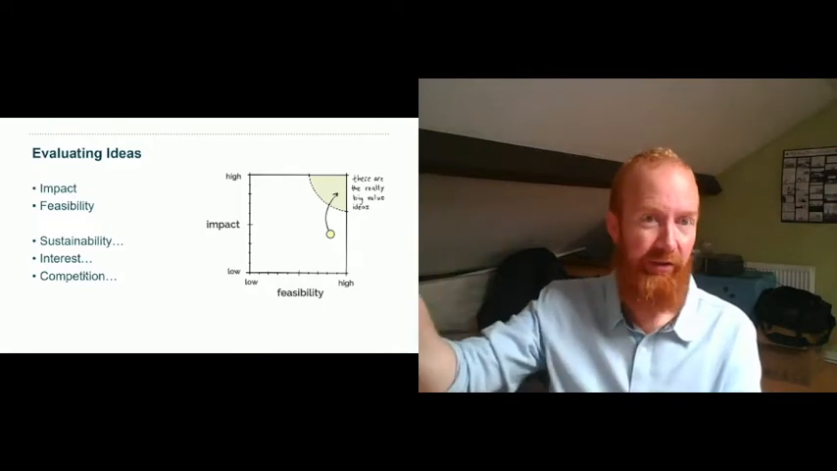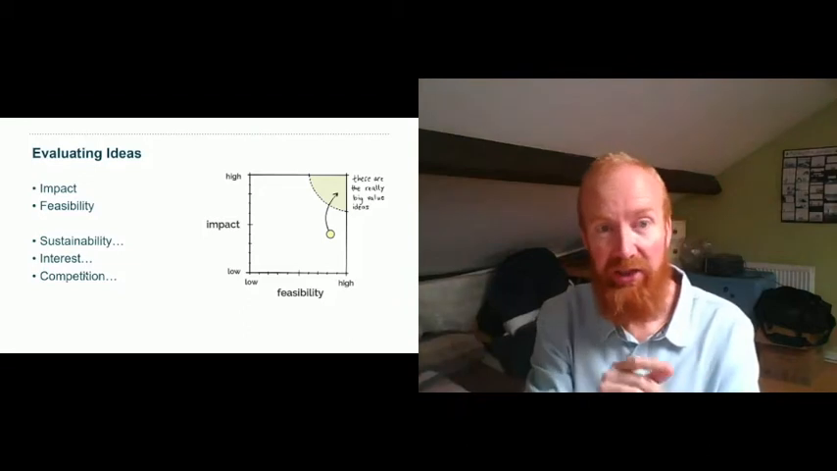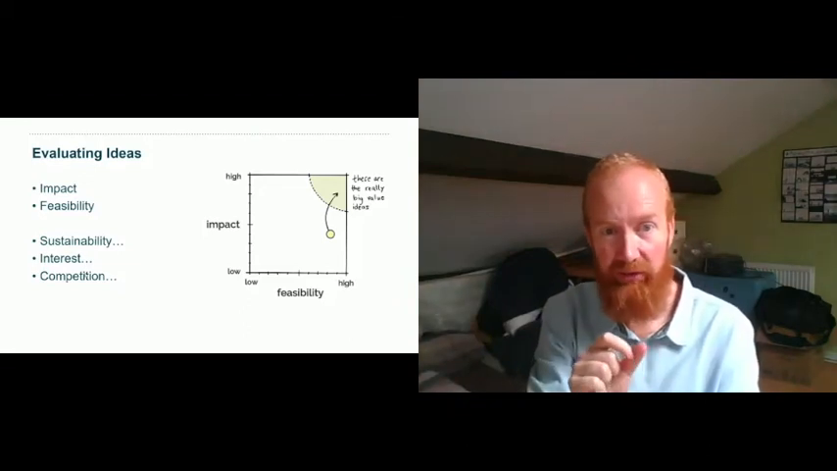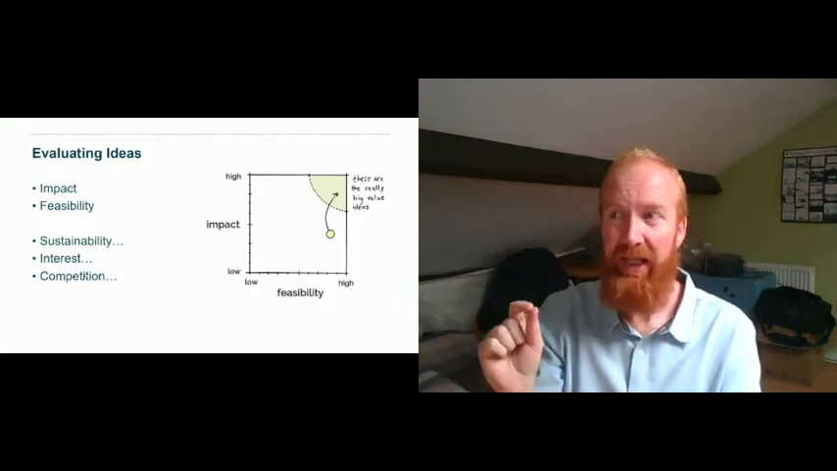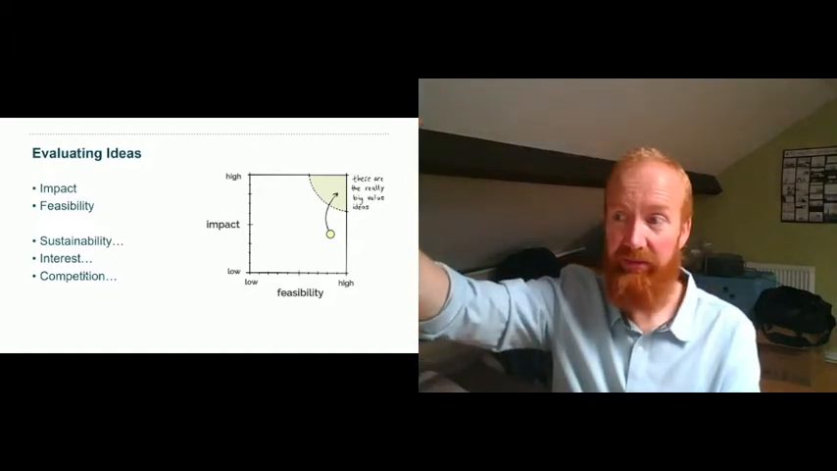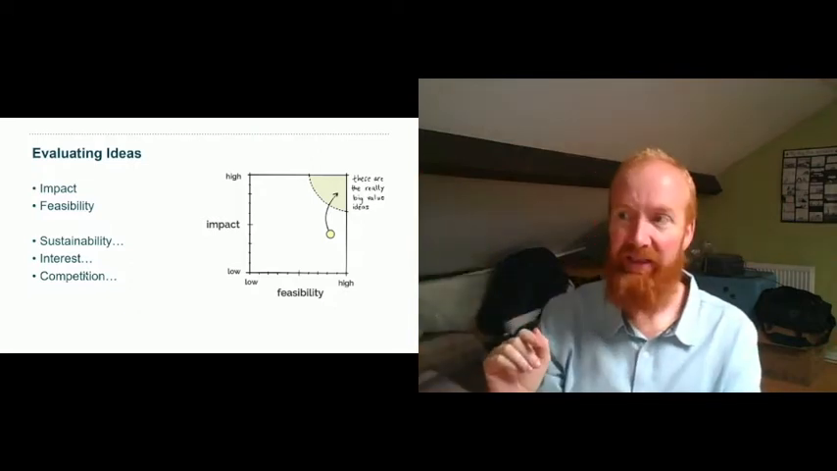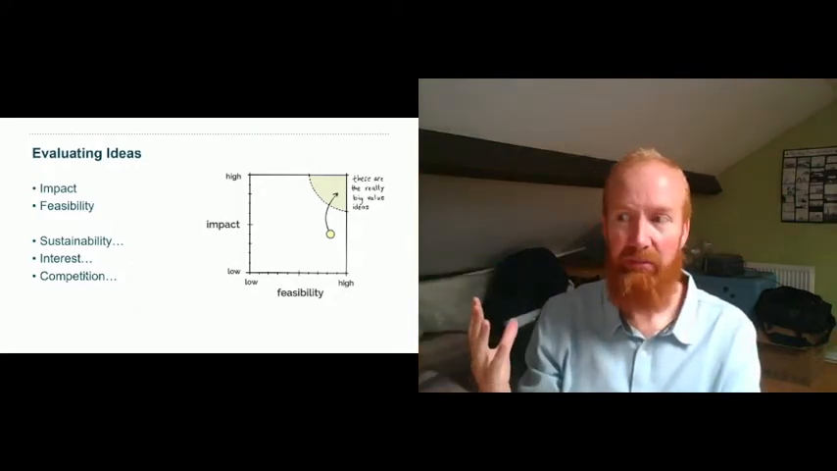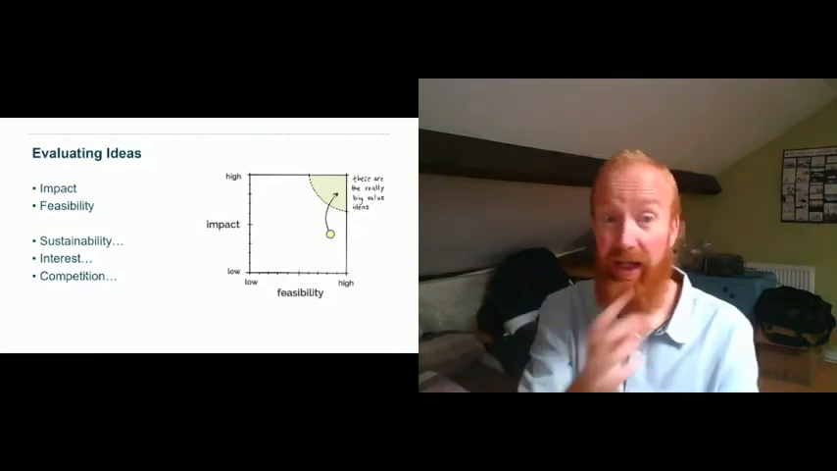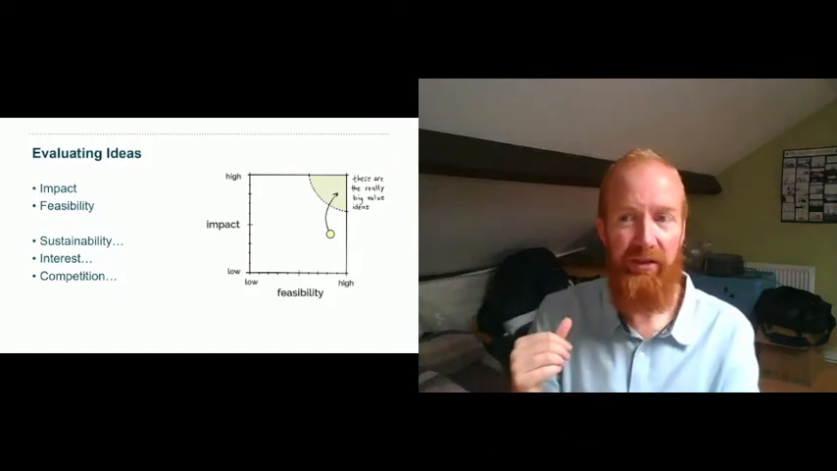The image suggests that the best ideas are in that top right corner. I would actually contend that there was a better spot on that graph for an idea, and it's right at the top of the diagram, but kind of in the middle, in that it's highly impactful, but only moderately feasible. And the reason I say that's better is because if it's moderately feasible, it means that not necessarily everybody can do it.